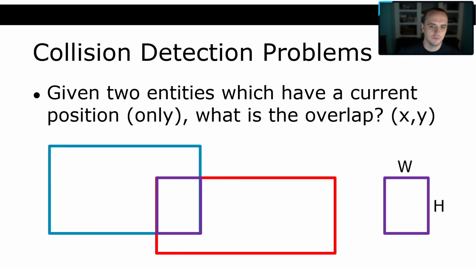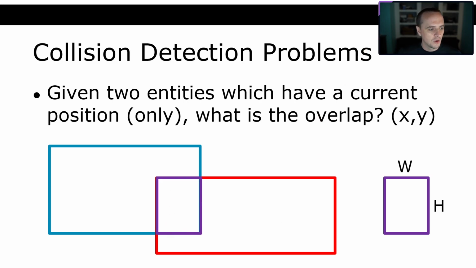The second problem that we're going to want to solve in order to implement the collision resolution in this class is that given two entities which have a current position, what is the overlap position, right? So for example, these two rectangles here, okay, we know they overlap, we know there's an intersection, but what are the dimensions of that intersection? So how would we get this purple area here? How would we figure that out?